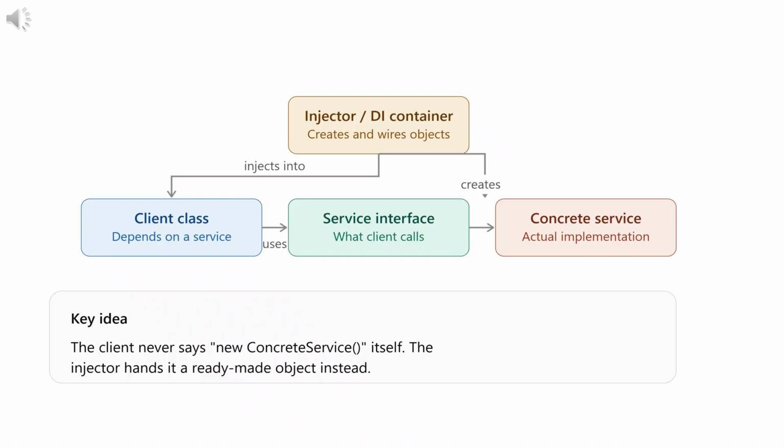Key idea, bottom box, the client never writes new concrete service itself. Instead, the injector hands it a fully constructed, ready-to-use object. This decoupling is what makes dependency injection so useful. You can swap in a different concrete implementation, like a mock for testing, without ever touching the client class's code, since the client only depends on the interface, not a specific implementation.